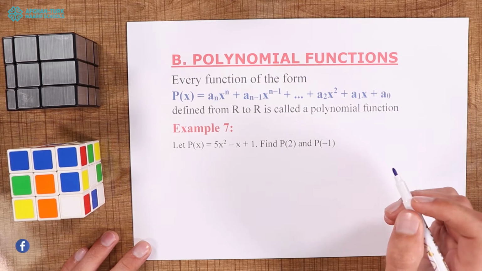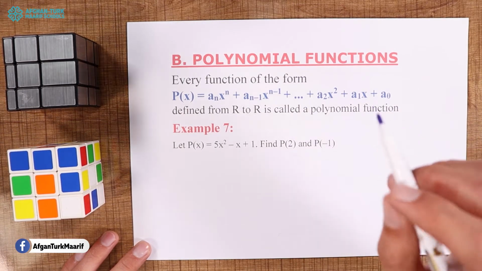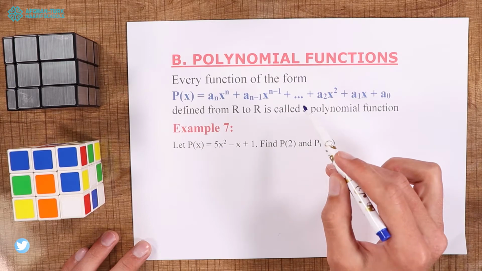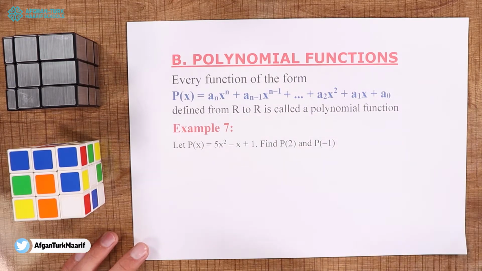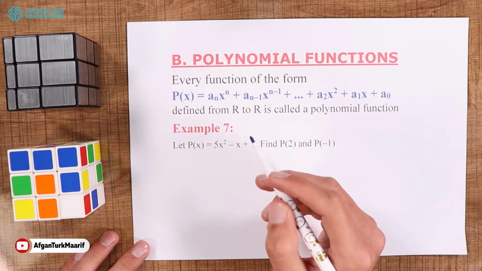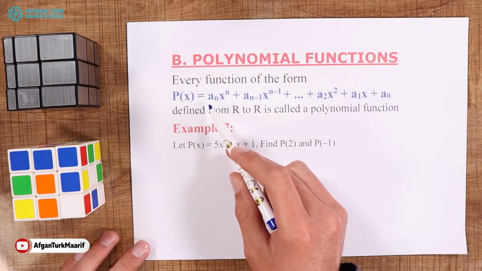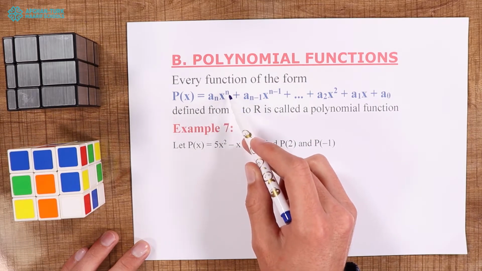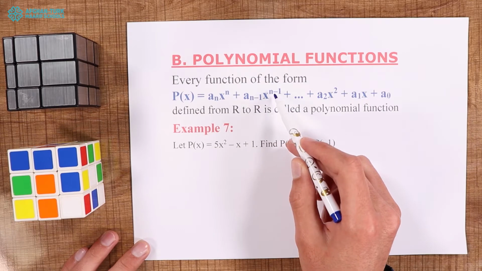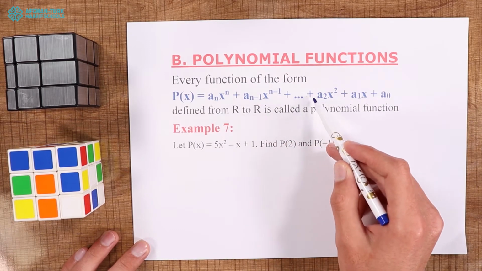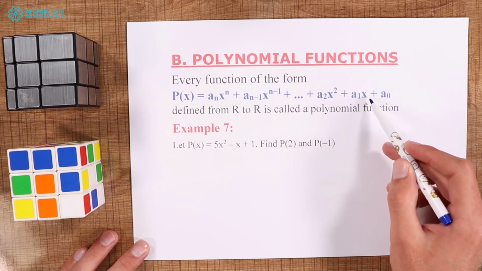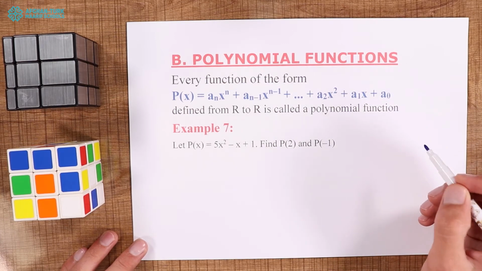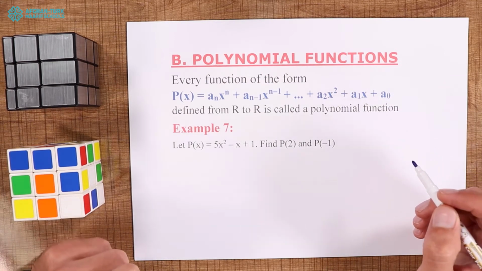In polynomial functions we are not going to talk about functions in general; we will just show the form of polynomial functions and also some examples for placing value. Every function of this form, p(x) = a_n x^n + a_(n-1) x^(n-1) + ... + a_2 x^2 + a_1 x + a_0, is the form of a polynomial function.